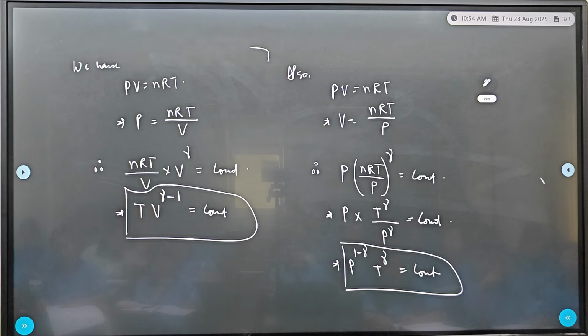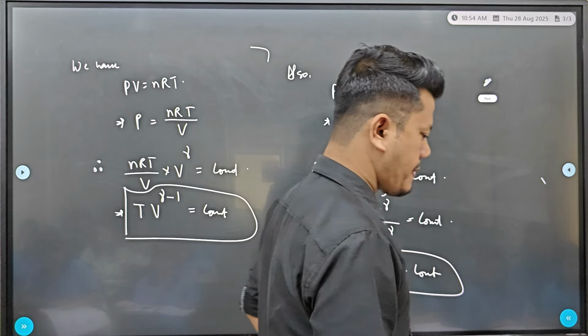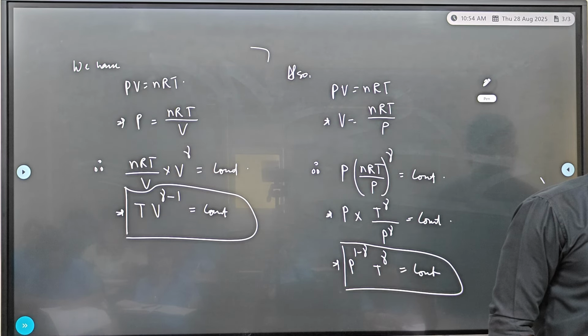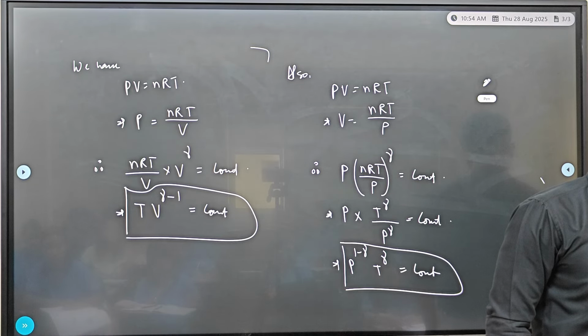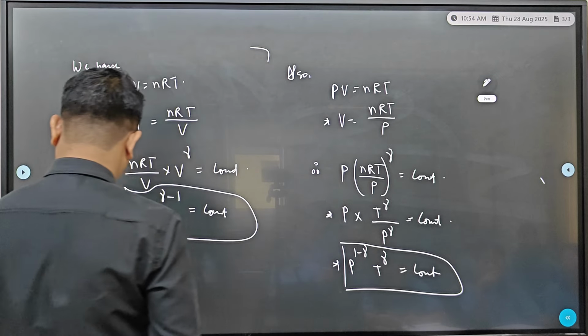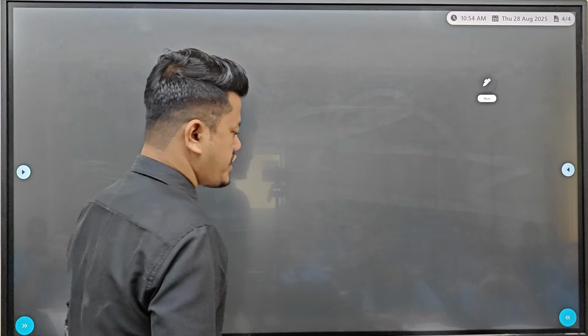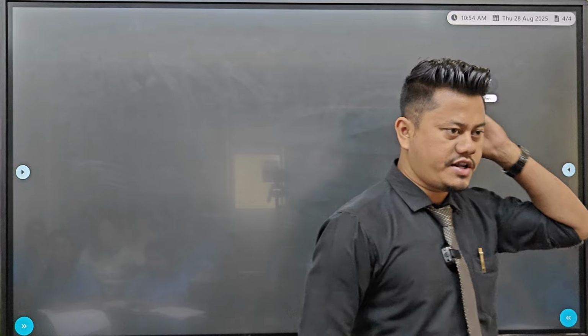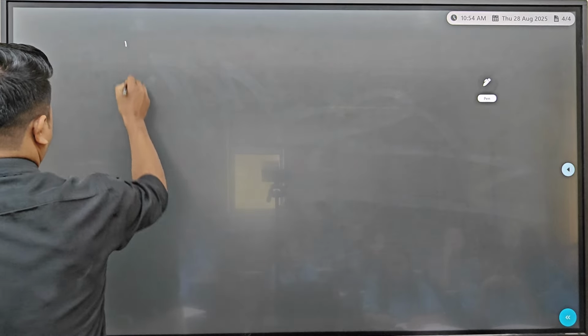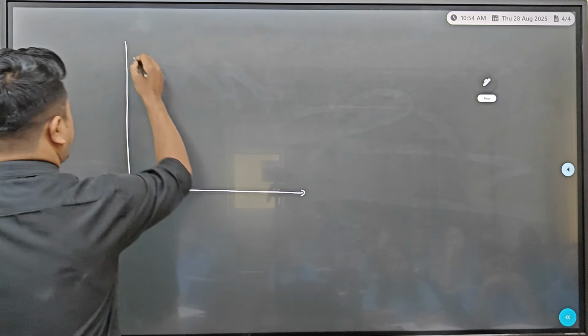Go for the next, PV indicator diagram. Got it? So try to understand. Yesterday also we went through the PV indicator diagram for the isothermal process, right? For the adiabatic process, the graph seems to be a little bit similar.